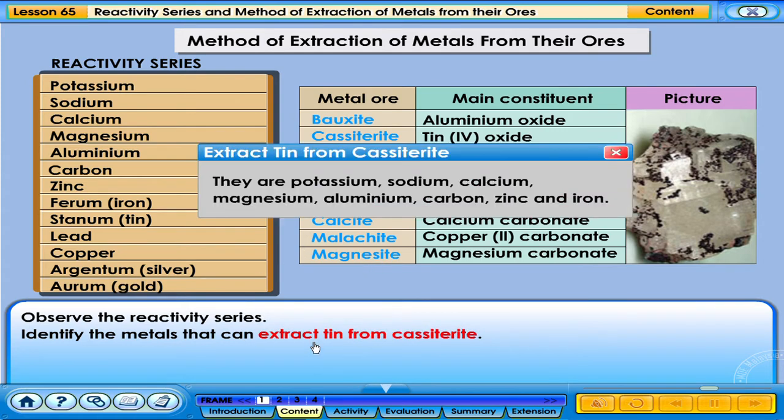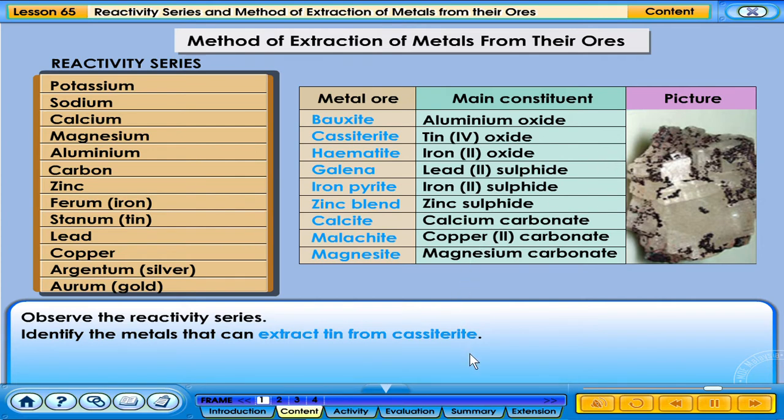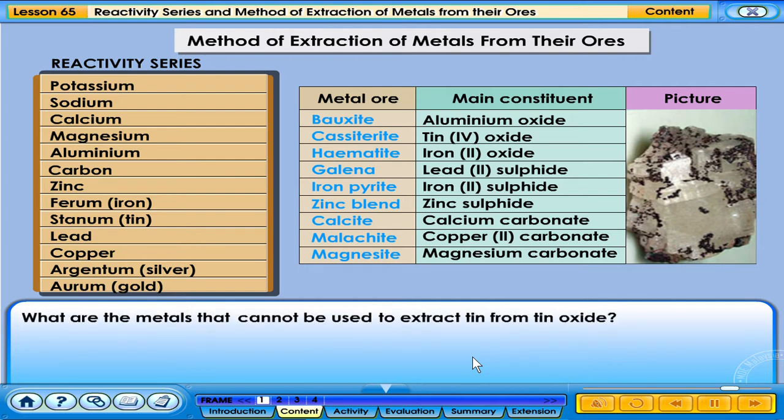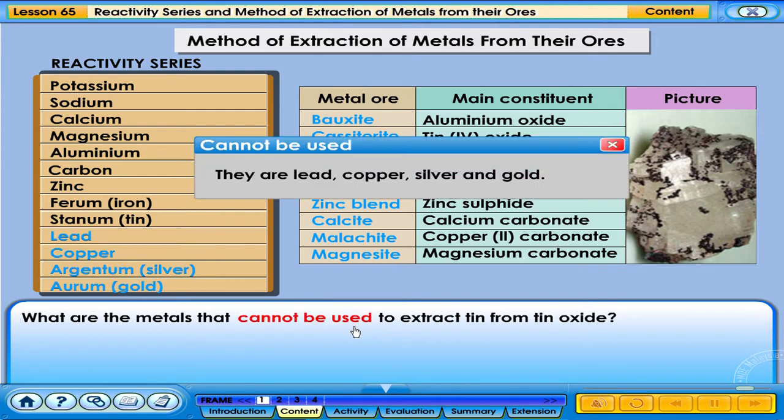They are potassium, sodium, calcium, magnesium, aluminum, carbon, zinc, and iron. This is because they are all placed above tin in the reactivity series. What are the metals that cannot be used to extract tin from tin oxide? They are lead, copper, silver, and gold.